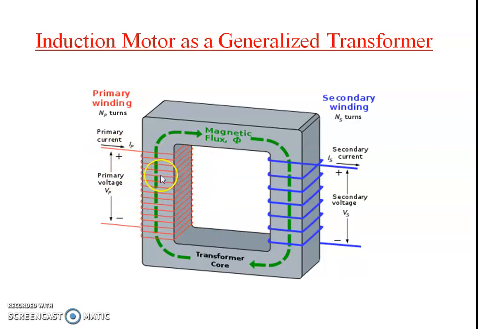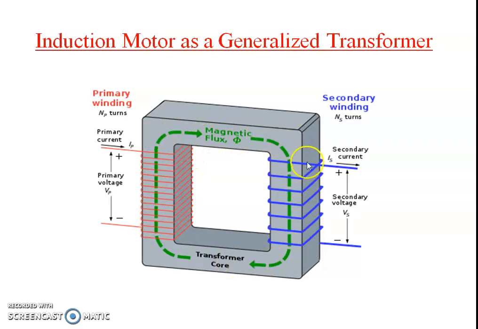So when I give the supply to this primary winding, the current will start to flow through this primary winding. Because of this current, as we know, whenever there is any current flowing in any conductor, a magnetic flux will be created along with it. Whatever flux is created in the primary winding is now transferred to the secondary winding, because this is nothing but a transformer core.